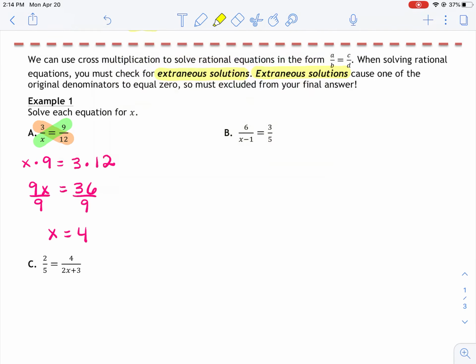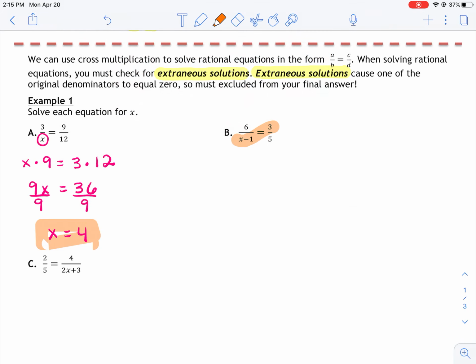Now, before I highlight my answer, I'm going to do a quick check at the original problem. And notice if x is 4, you get 3/4 equals 9/12. So that's not only true, but it does not cause division by 0. Okay, so for the next problem, let's go ahead and cross multiply.